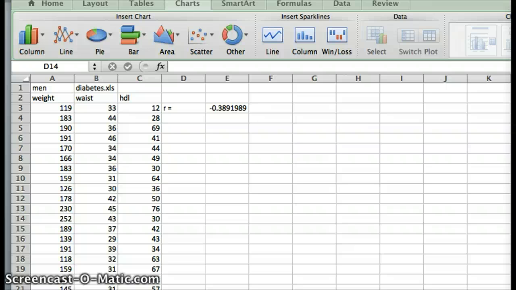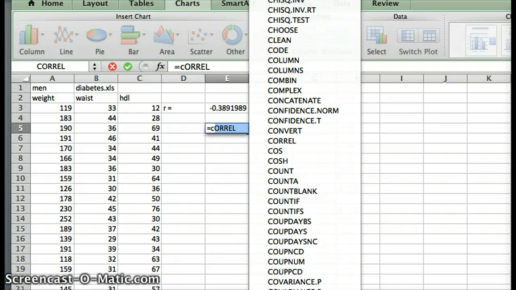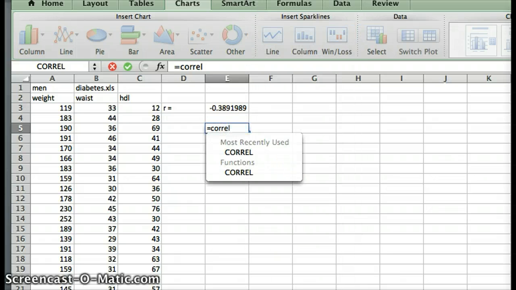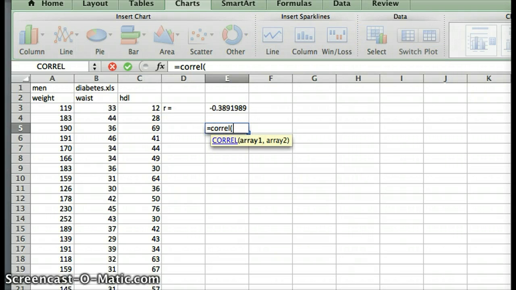Returning to the data set, a more direct correlation might be between weight and waist size. So let's ask ourselves that question. If we look at that, as a person's weight increases, you would expect a person's waist size would increase. In that case, we would want to have a positive correlation. Let's see what that positive correlation is, and let's see how strong that one is.